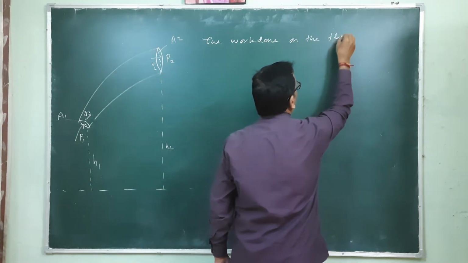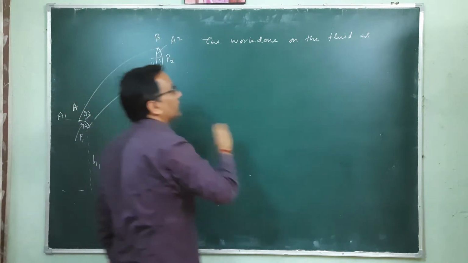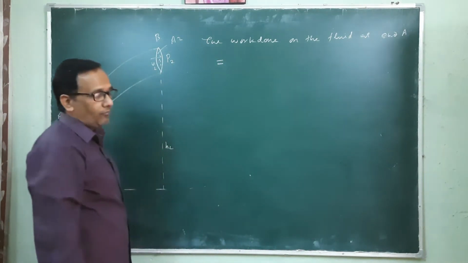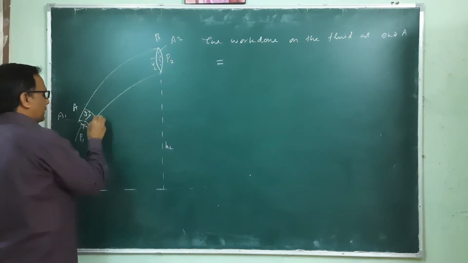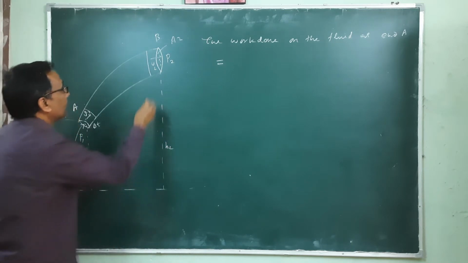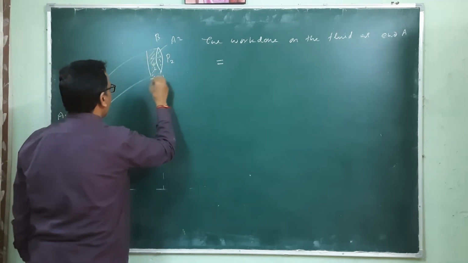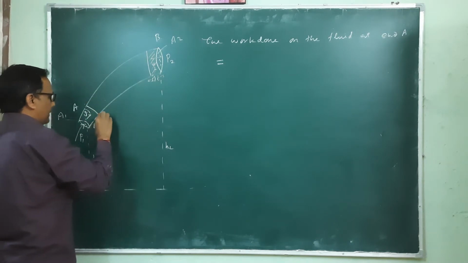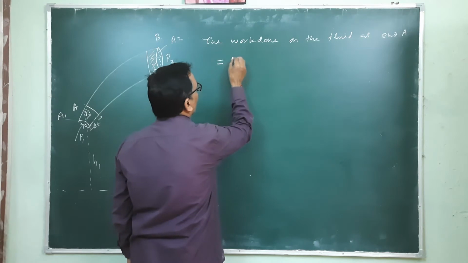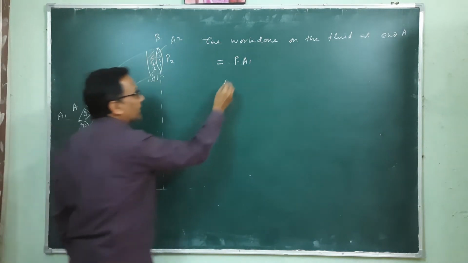So the work done on the fluid, let us take this the end A and this is the end B. At end A, let us have this delta T time here, and here this is the time delta T. So the work done on the fluid at end A is equivalent to force, that is P multiplied by A1. This cross section area is A1, this is P1.